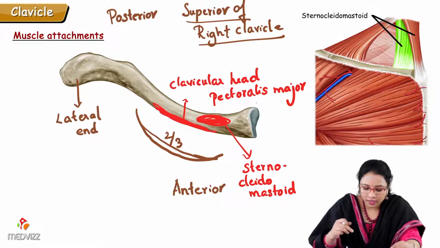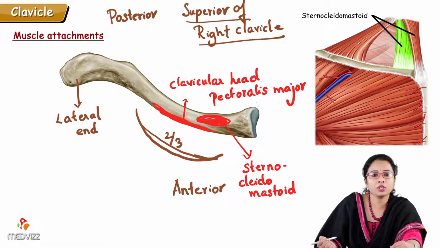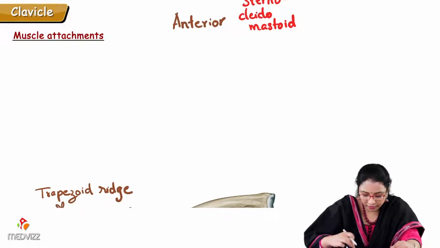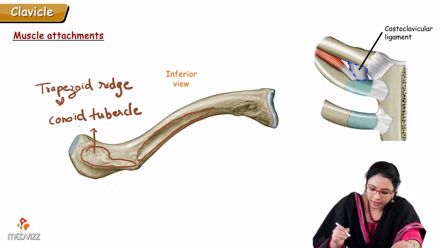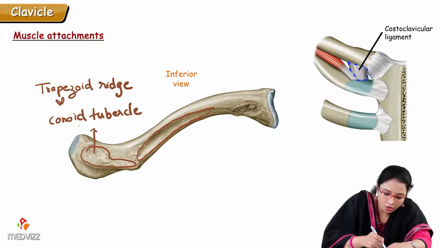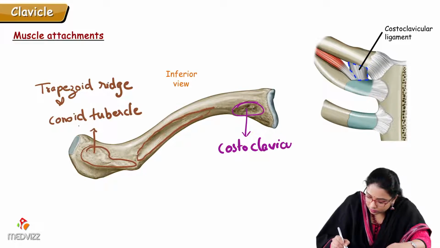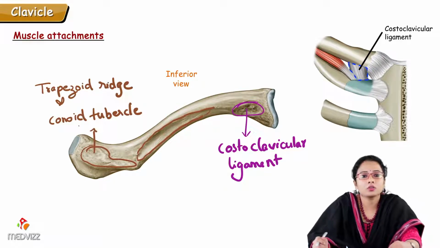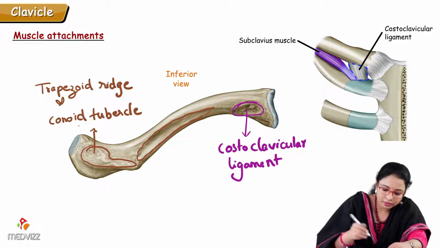So medial 2/3 anteriorly it gives origin to clavicular head of pectoralis major and superiorly sternocleidomastoid muscle. On the inferior surface, medial 2/3, it gives attachment to a ligament called costoclavicular ligament. Costo means the ribs. Costoclavicular, and the middle part of the inferior surface gives insertion to subclavius muscle.